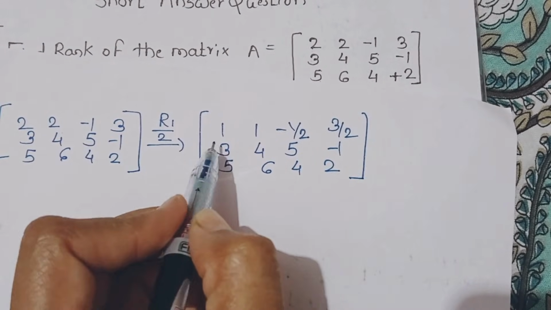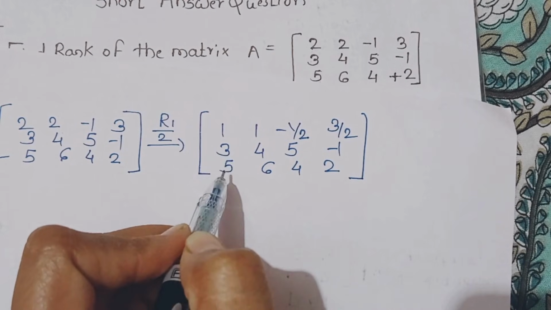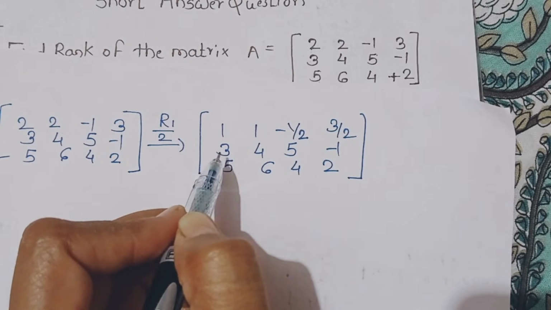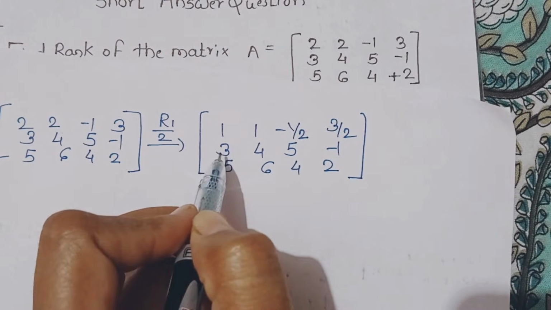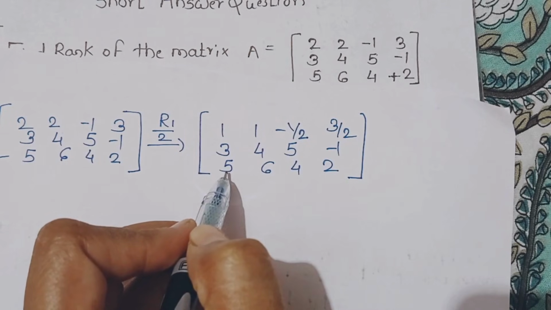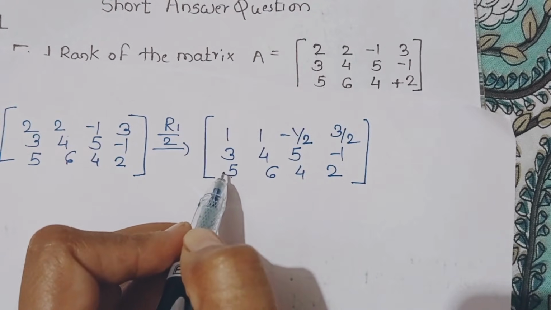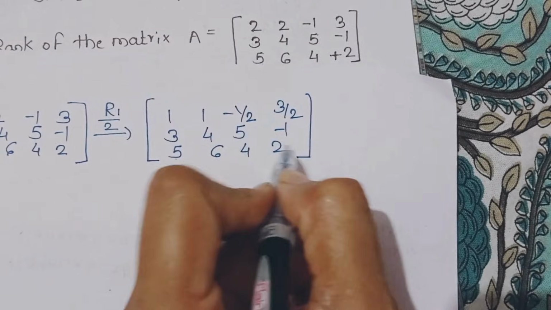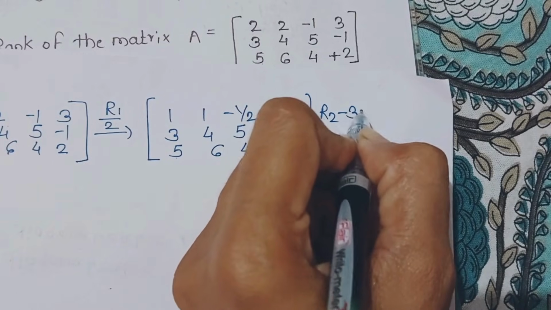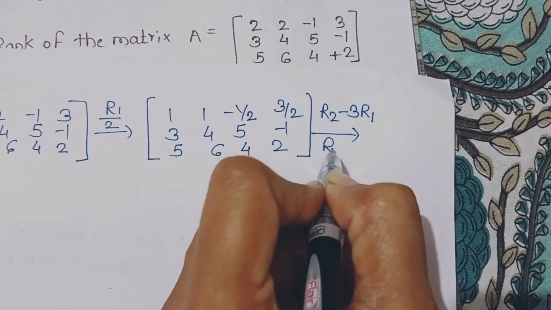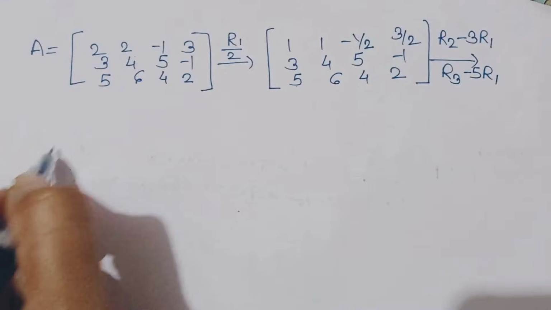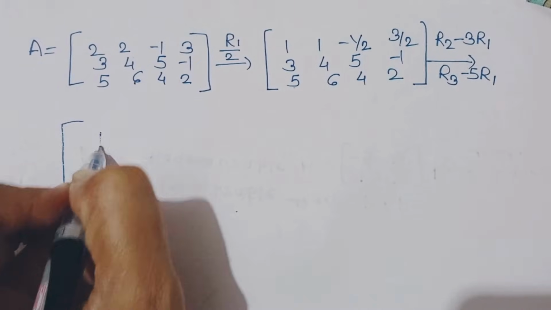So now we have to convert this 3 and 5 into 0. To make 0 here, we use the operation R2 minus 3R1. And to make 0 here, we use the operation R3 minus 5R1. So the operations are R2 minus 3R1 and R3 minus 5R1. First row as it is.